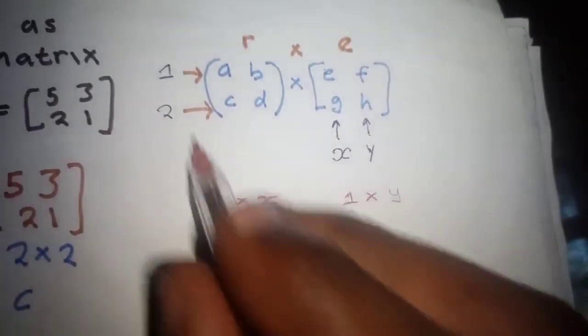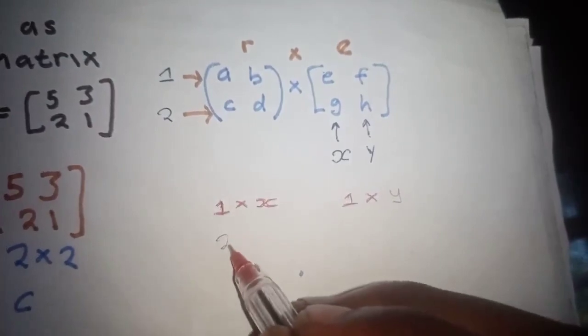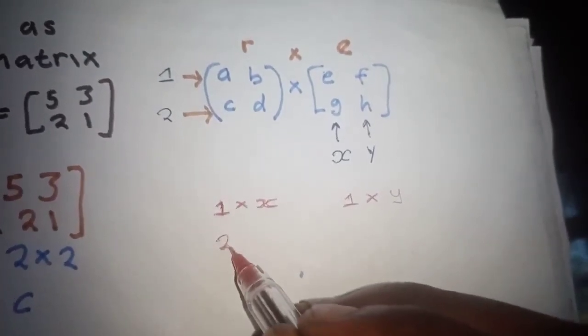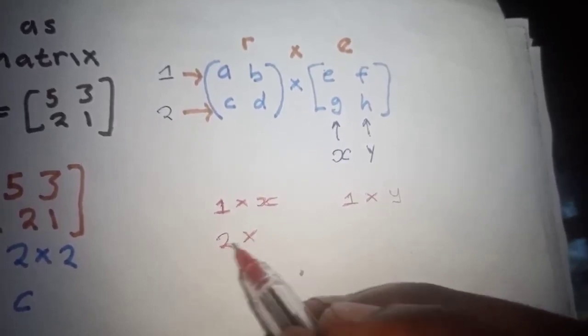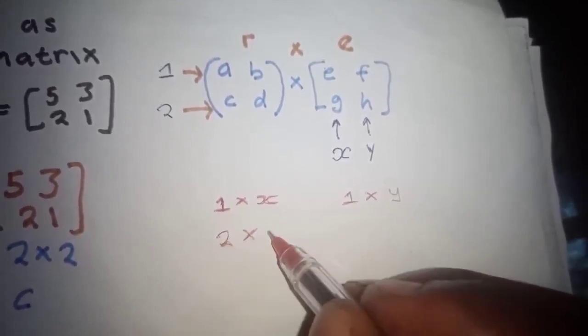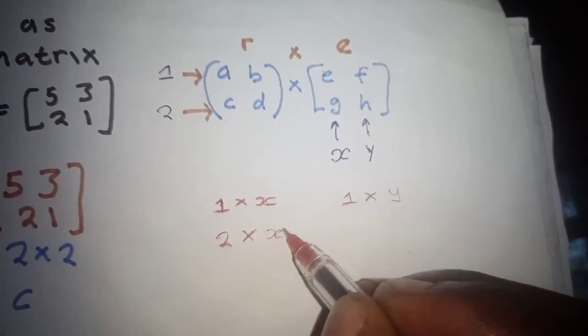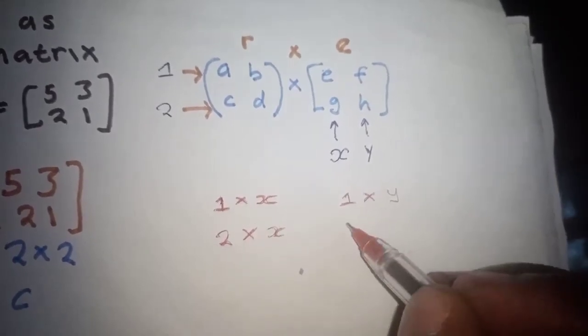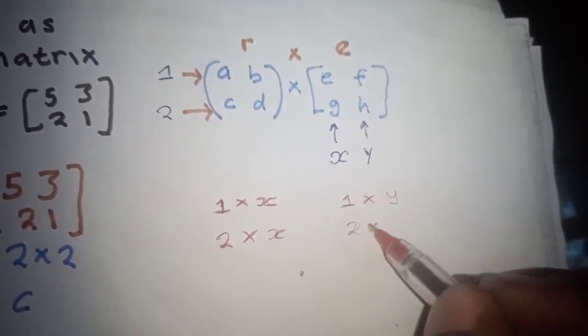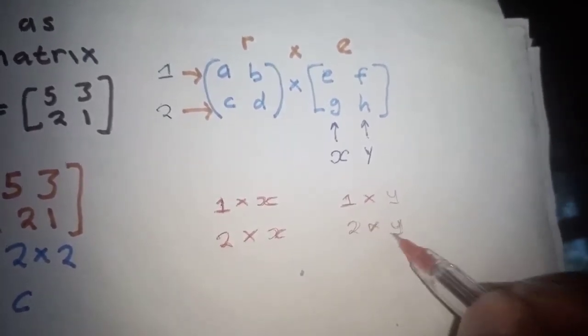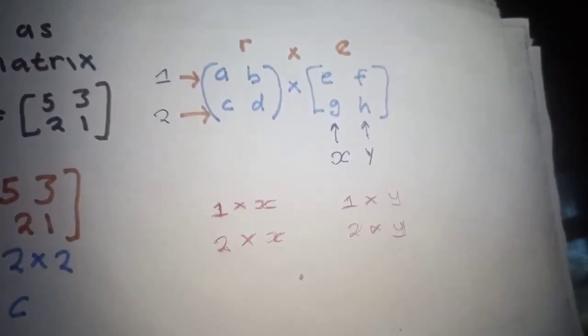Then you come down to row number 2. Row number 2 will multiply with the same thing, column X, and then row number 2 again will multiply with column Y. Now let's look at how this actually happens.